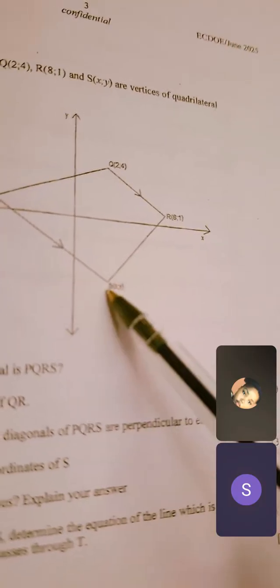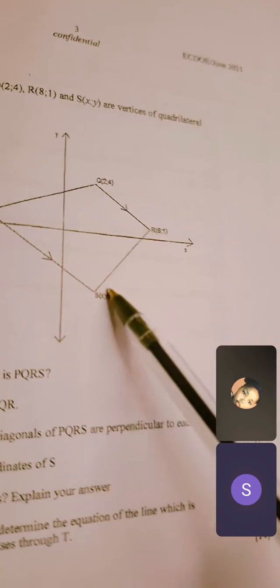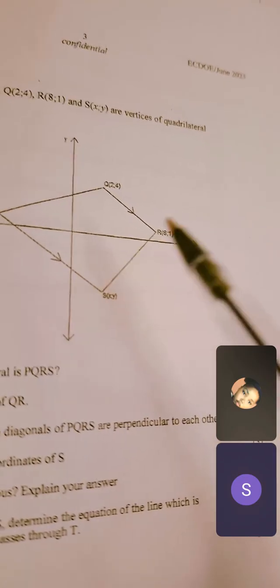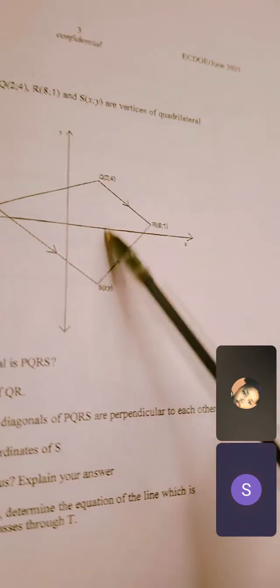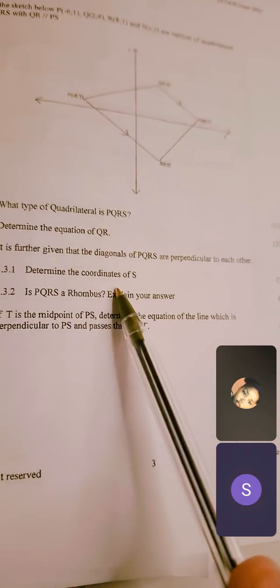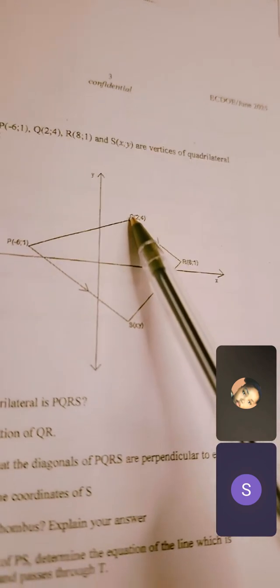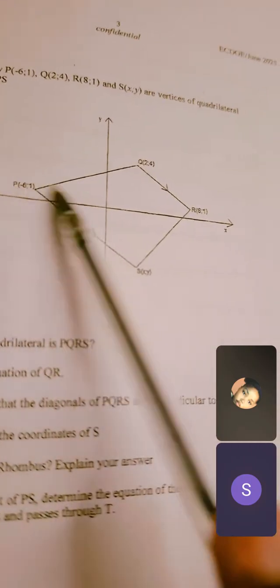Why? Because when you are calculating the gradient for a vertical line and you subtract those x values in the denominator, the denominator will be 0, because the x values are the same. So to calculate the coordinates of S here, you need to find the x coordinate by inspection, because you know this line is vertical, because this one is horizontal.